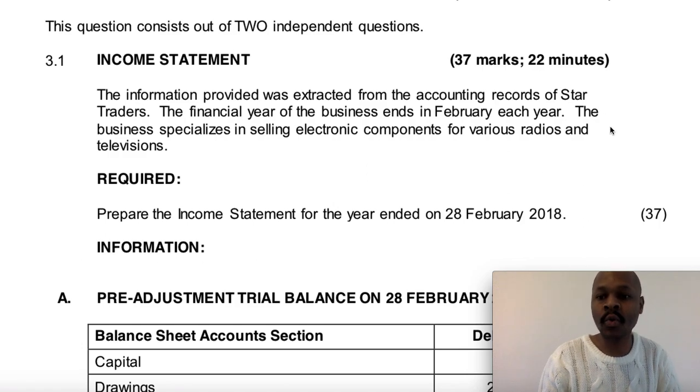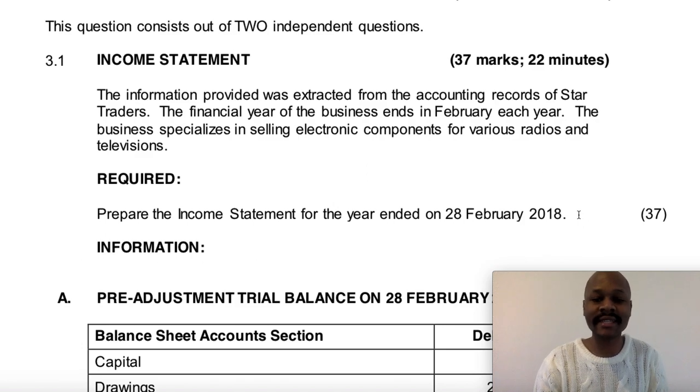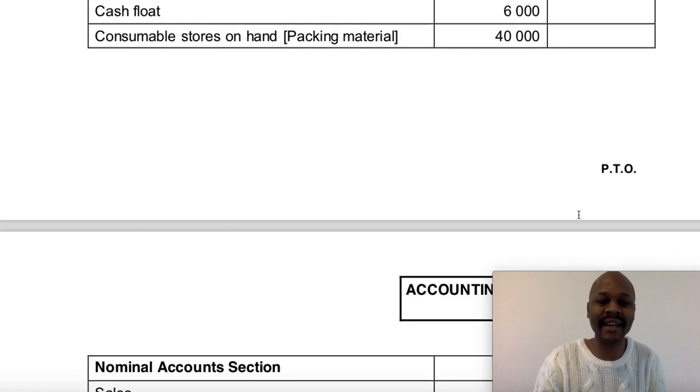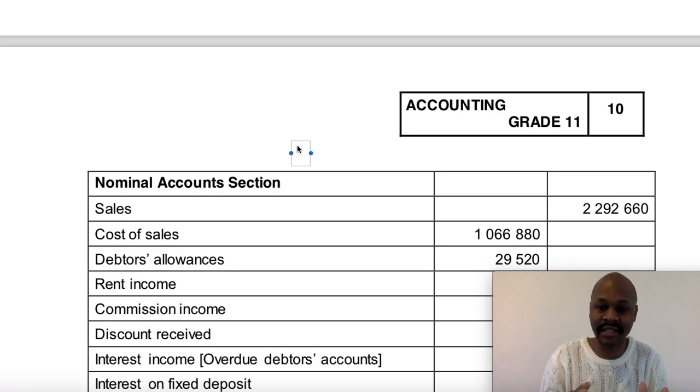Okay, what we have here is the income statement of Star Traders for the year ending 28 February 2018. Important to note here is there are two sections in our pre-adjustment trial balance. The first one deals with balance sheet accounts, and the second one is what we have called the nominal account section. This right here is what you'll focus mainly on. Remember, if you master the income statement, it's easy to pass accounting. So know your format and know which section to focus mainly on.